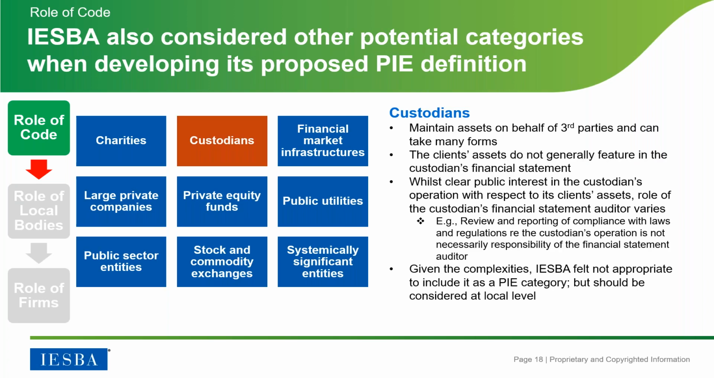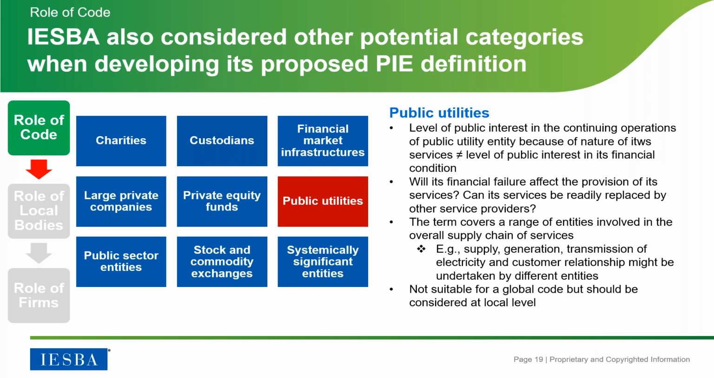So, for example, custodians was raised as a specific issue. Custodians obviously maintain assets on behalf of third parties, and in that role, they do actually command significant public interest in that activity. However, the client's assets don't generally feature in the custodian's own financial statements, and again, the role of the auditor who audits the financial statements vis-a-vis any assurance around the custody activities varies significantly from jurisdiction to jurisdiction and type of custodian. So again, given the complexities, we felt it not appropriate to include it as a PIE category, but we would certainly encourage local regulators to think about it in their own jurisdiction.